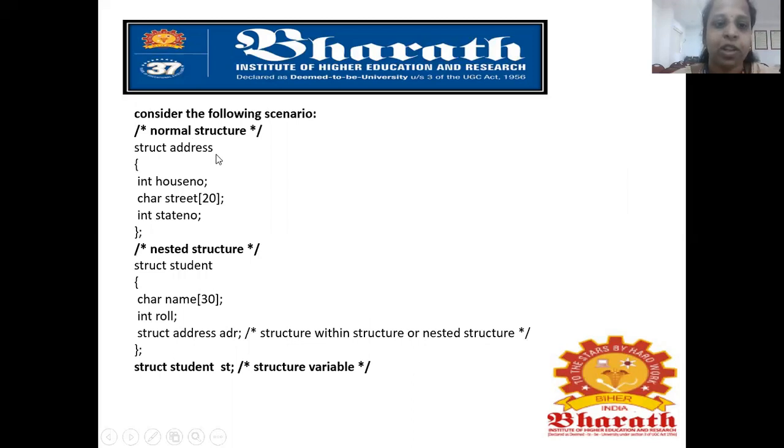This is an example of a normal structure. We already know the keyword for a structure is struct, and address is the name given to the structure. The fields present are the house number, the street, and the state number. Now let us compare this with a nested structure, which is a structure within a structure. Here we can see struct student, with the fields name, roll, and address. This is a structure within a structure, called a nested structure.